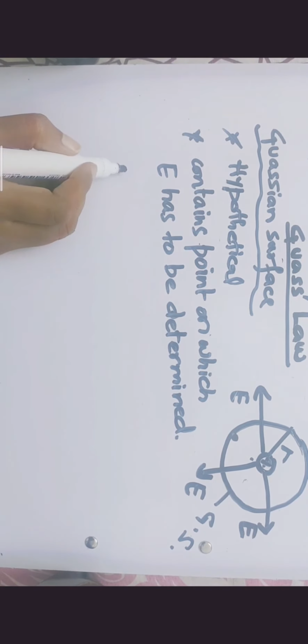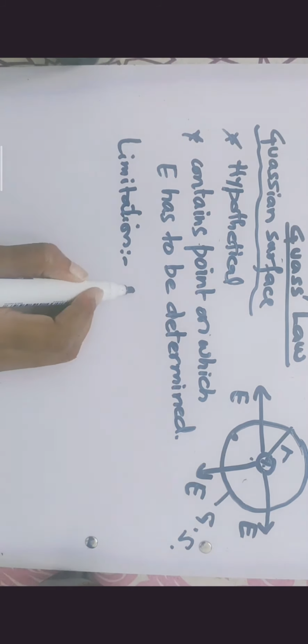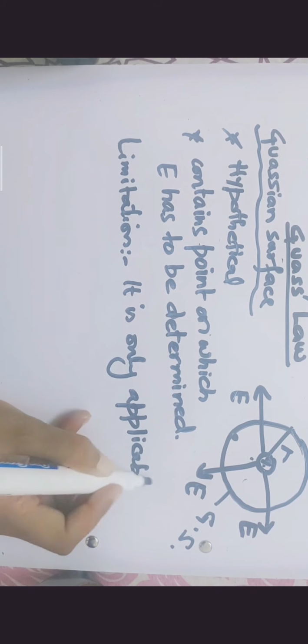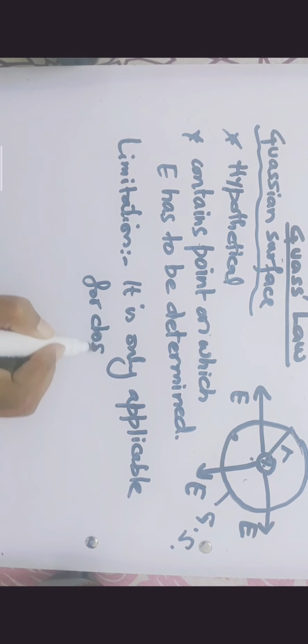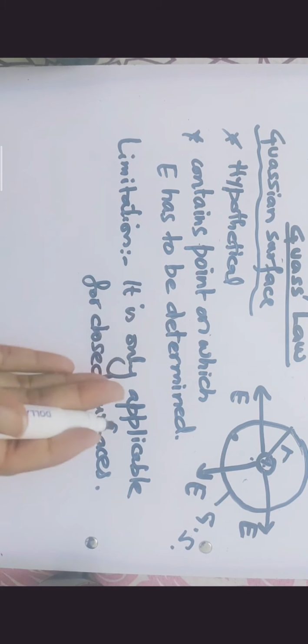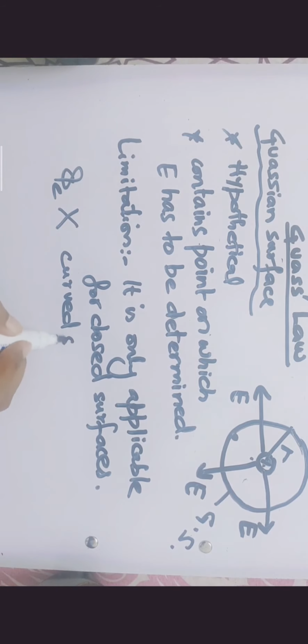We can see that we have drawn a Gaussian surface, and it is covering the point at which we have to determine the electric field. And what is the limitation? The limitation shows that it is applicable for closed surfaces and not for open surfaces, right? This is a hypothetical, imaginary surface which we draw ourselves, and we know that flux cannot be determined directly for curved surfaces.